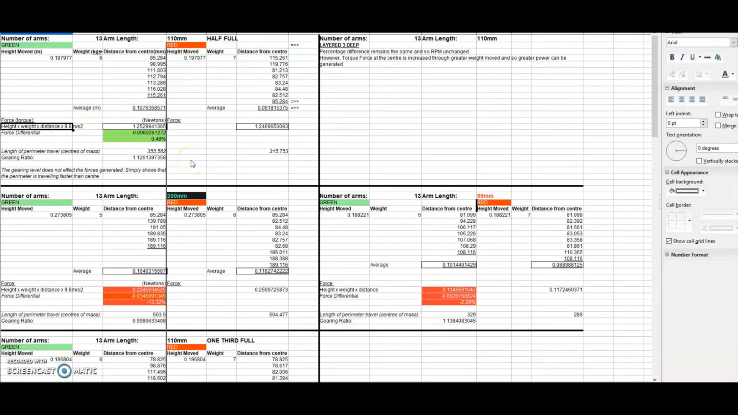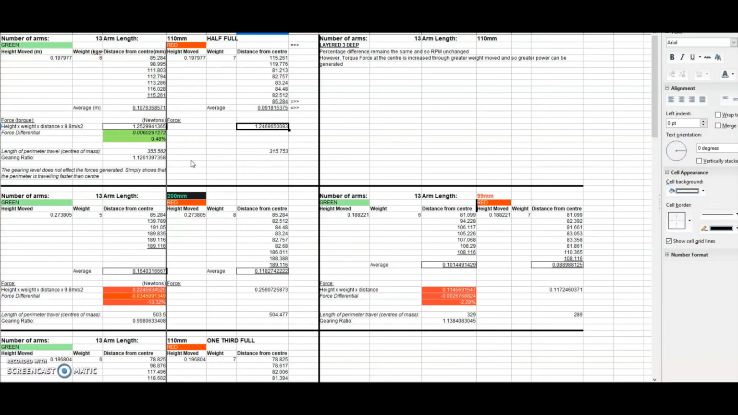In order to calculate the forces generated, we need to know the height, which is the total height we've moved, the weight, times the distance from the center that we've moved it, and the constant of 9.8 meters per second squared for gravity. And that should give us an answer in newtons. Now, the calculation for this, for the green side on this first example, gives us 1.2529 newtons, and on the right-hand side it gives us 1.246 newtons.